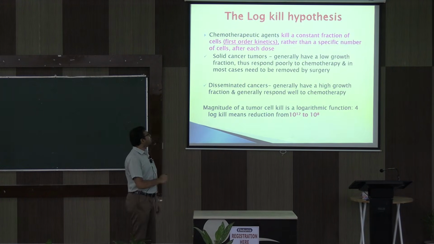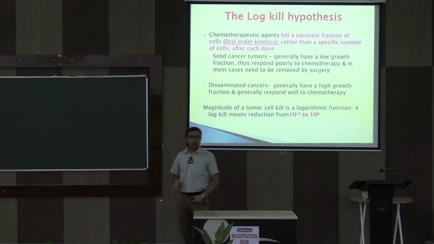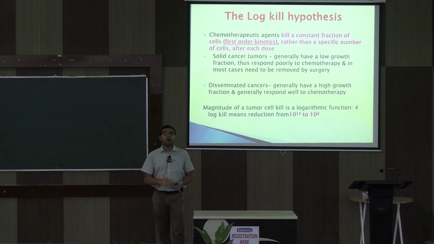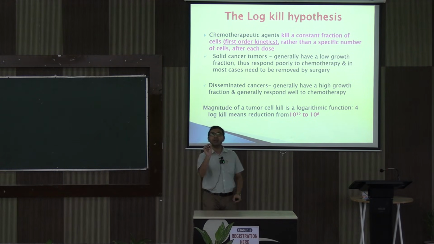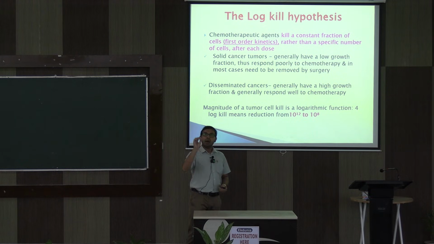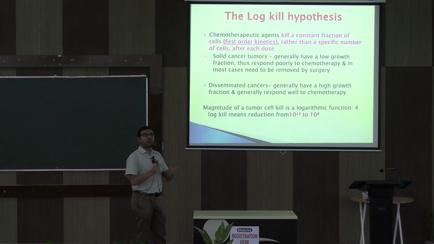Chemotherapeutic agents usually kill a constant fraction of the cells, like first order pharmacokinetics. If you remember from general pharmacology, first order kinetics means a constant fraction of the cells is eliminated, and here a constant fraction of the cells is killed, not a constant amount of cells. So this is known as the log kill hypothesis. When we give chemotherapeutic drugs, they kill a specific logarithmic fraction of the cells, rather than a specific number of cells after each dose.